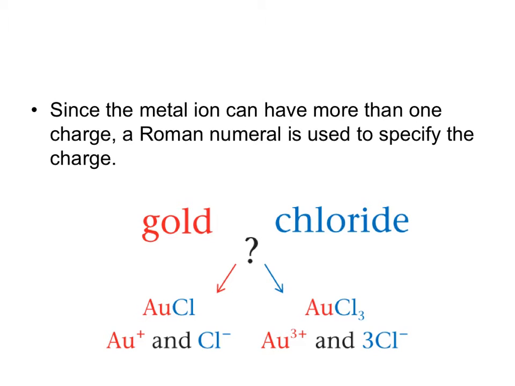So since, like I just said, the metal ion can have more than one charge, a Roman numeral is used to specify the charge. If I just named something gold chloride, well, gold can be a +1 or gold can be a +3. And if I just say gold chloride, it's not clear which charge the gold has. And there's two possible formulas then. We could have AuCl if gold was a +1, or we could have AuCl3 if gold was a +3. So you have to specify which ion of the transition metal you are using.